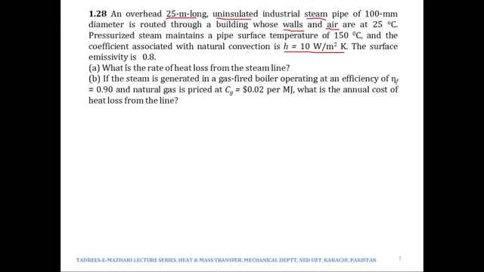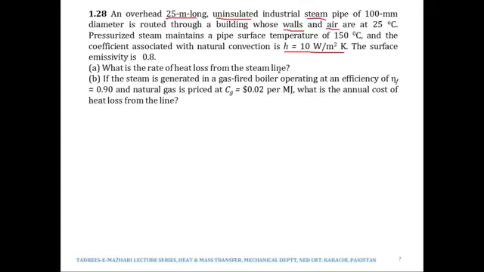The surface emissivity is 0.8, right? So as soon as you are told that the surface emissivity is 0.8, it means that you are now being asked to consider radiation heat transfer as well. Now it says the surface emissivity, so we would take it as the emissivity of the outer surface of the pipe as 0.8. What is the rate of heat loss from the steam line?